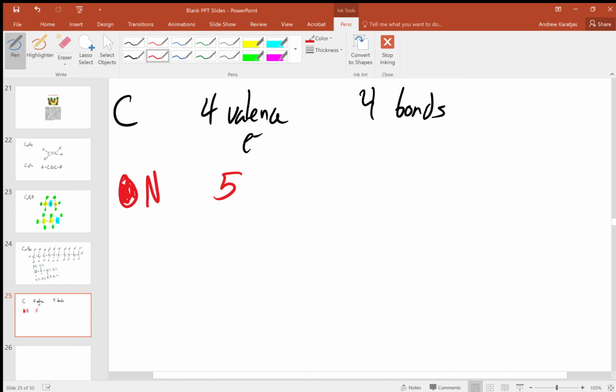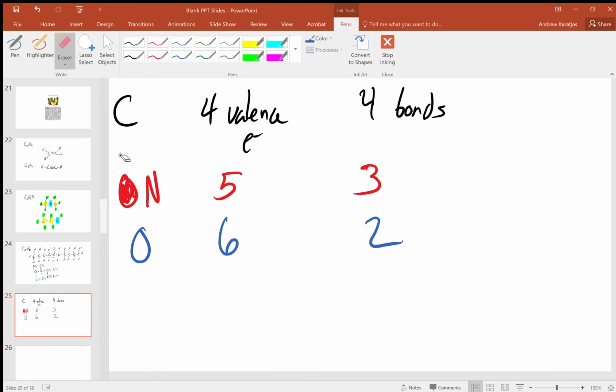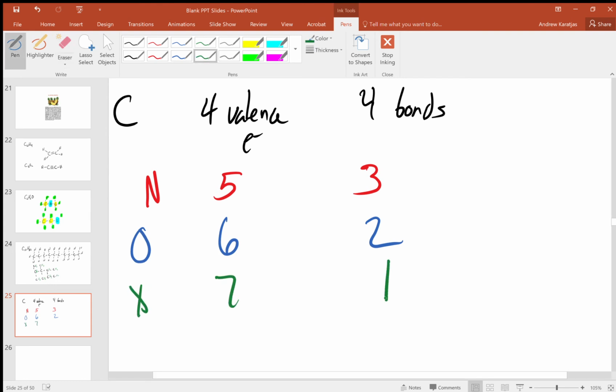Nitrogen has 5 valence electrons, forms 3 bonds. Oxygen has 6 valence electrons, forms 2 bonds. The halogens have 7 valence electrons, generally form 1 bond. And hydrogen has 1 valence electron, generally forms 1 bond. These will be true in almost every case.